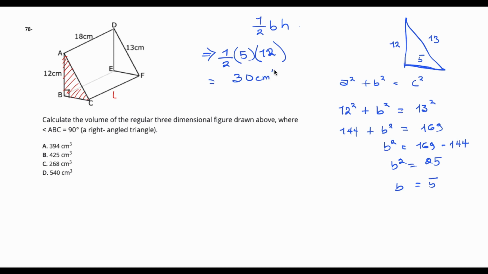30 centimeter squared. Now that we have the area of our triangle here, all we have to do is multiply by the length, and the length is 18 centimeters. So the volume is equal to 30 multiplied by 18, and the volume is equal to 540 centimeter cube. So our answer here is D.